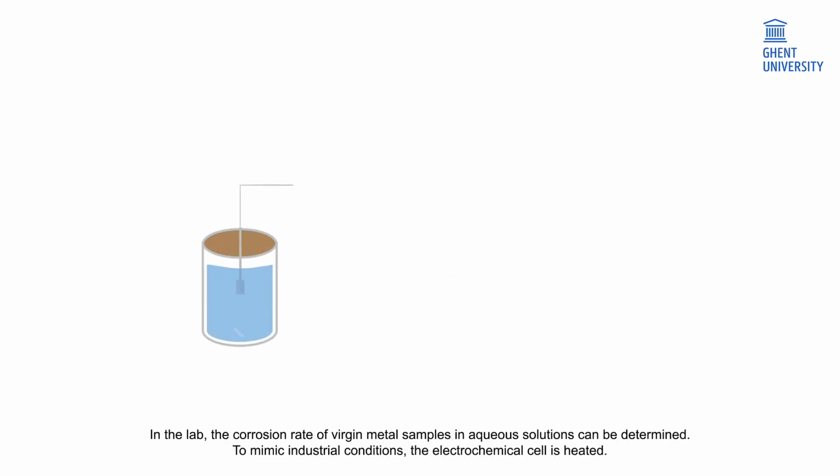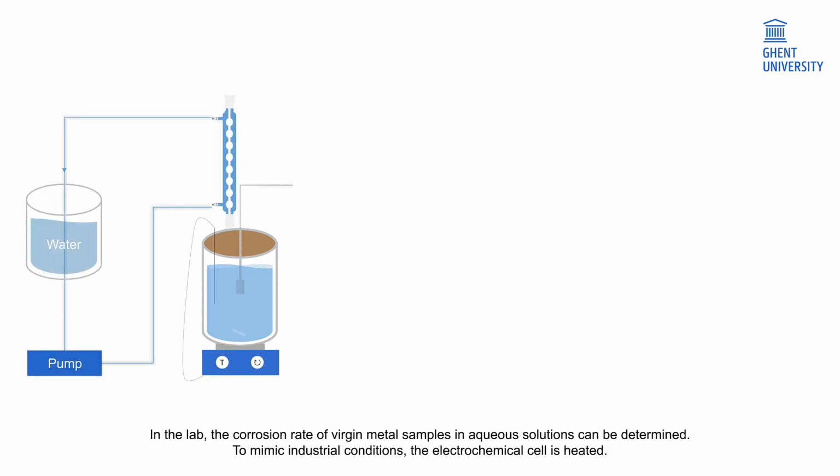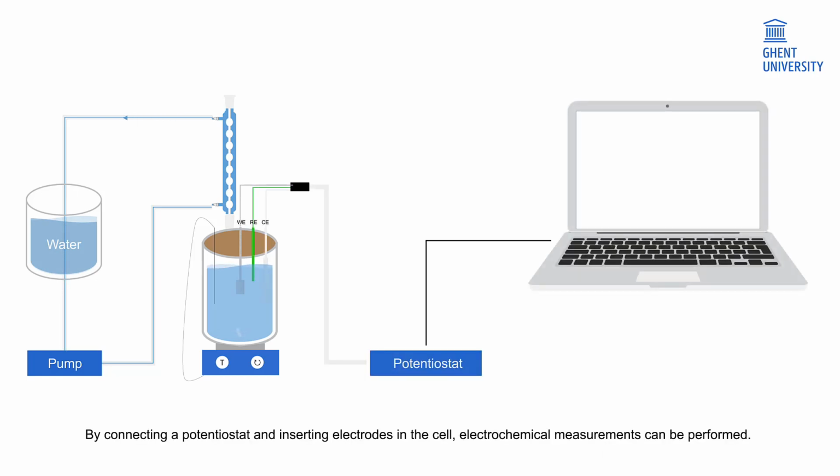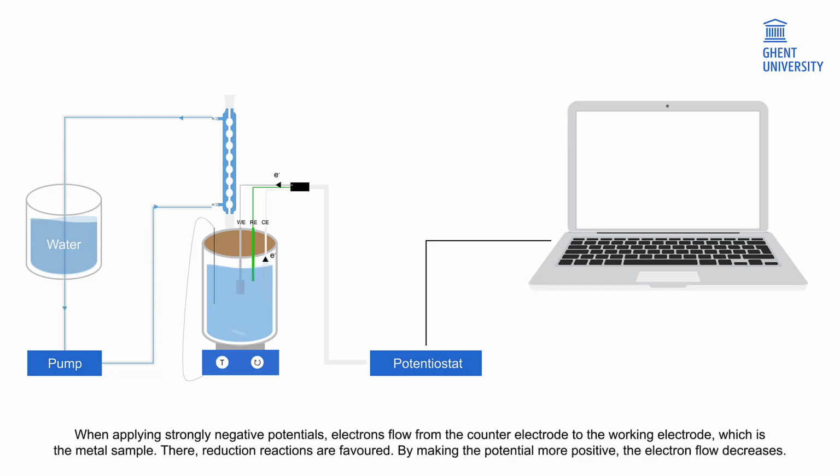In the lab, the corrosion rate of virgin metal samples in aqueous solutions can be determined. To mimic industrial conditions, the electrochemical cell is heated. By connecting a potentiostat and inserting electrodes in the cell, electrochemical measurements can be performed.